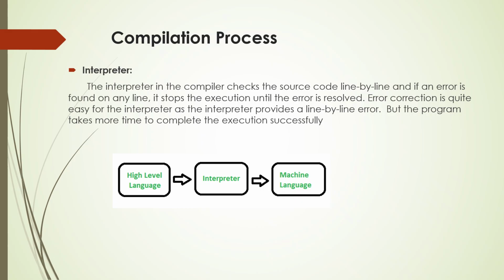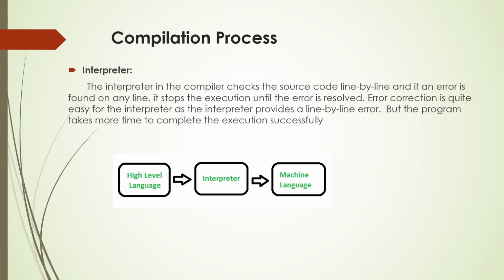This is one of the main characteristics of the interpreter. It does not continue execution after finding the error. Instead, it stops exactly at the line where the error occurs. This makes finding and correcting mistakes much easier because the programmer knows the exact location of the error.